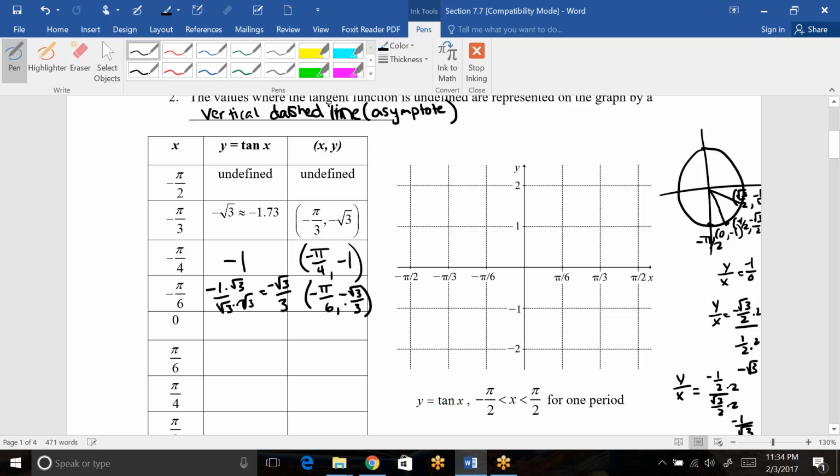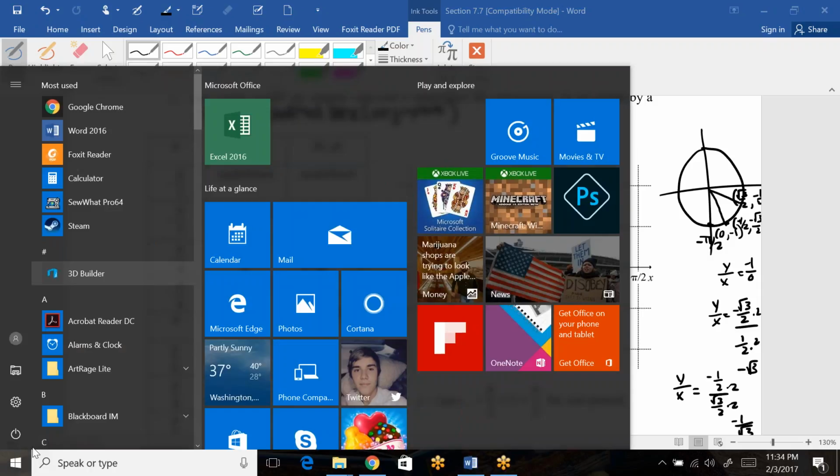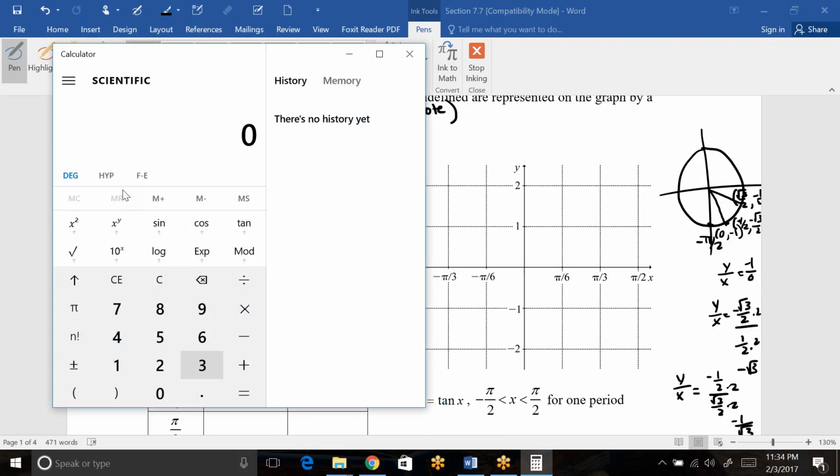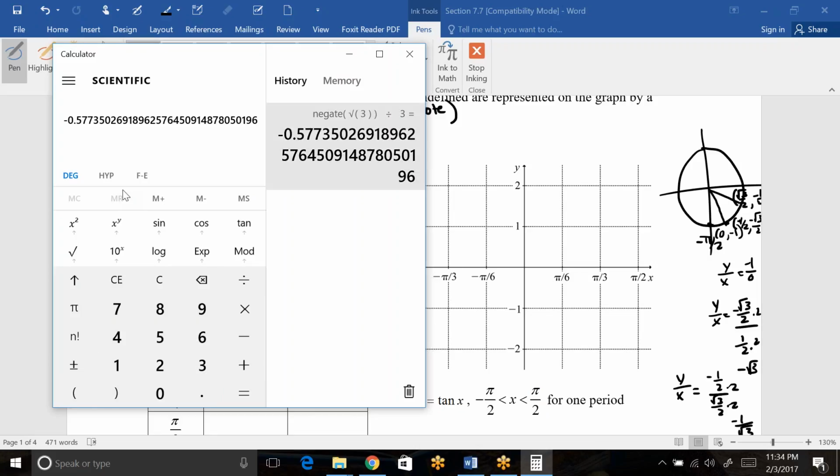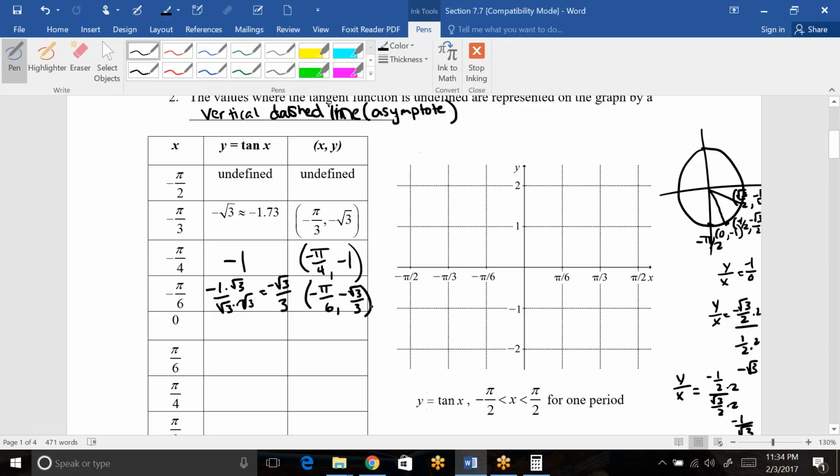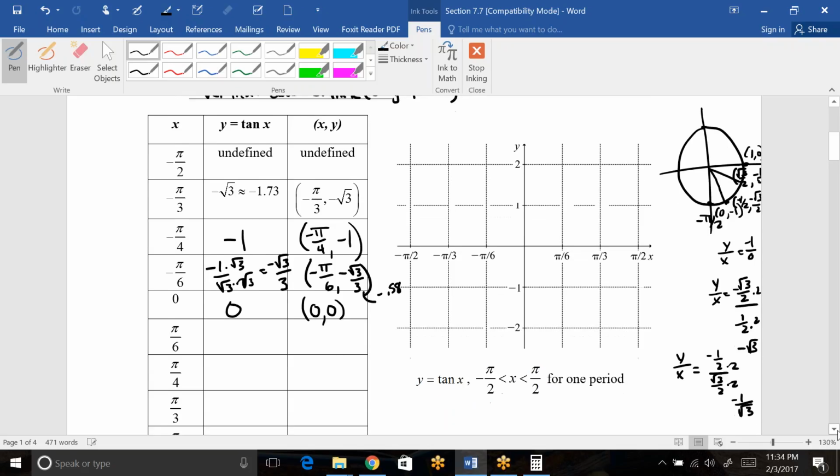And we will obviously want to get a decimal approximation for two of these. We did already for the negative square root of 3, so if you want the divided by 3 part, you would take square root of 3, make that negative, and then divide that by 3. So that's negative 0.58. This right here is approximately negative 0.58. At 0, tangent of 0, that's happening right here at the point (1, 0). That's 0 over 1, so that would just be 0. So that means tangent crosses at the origin.